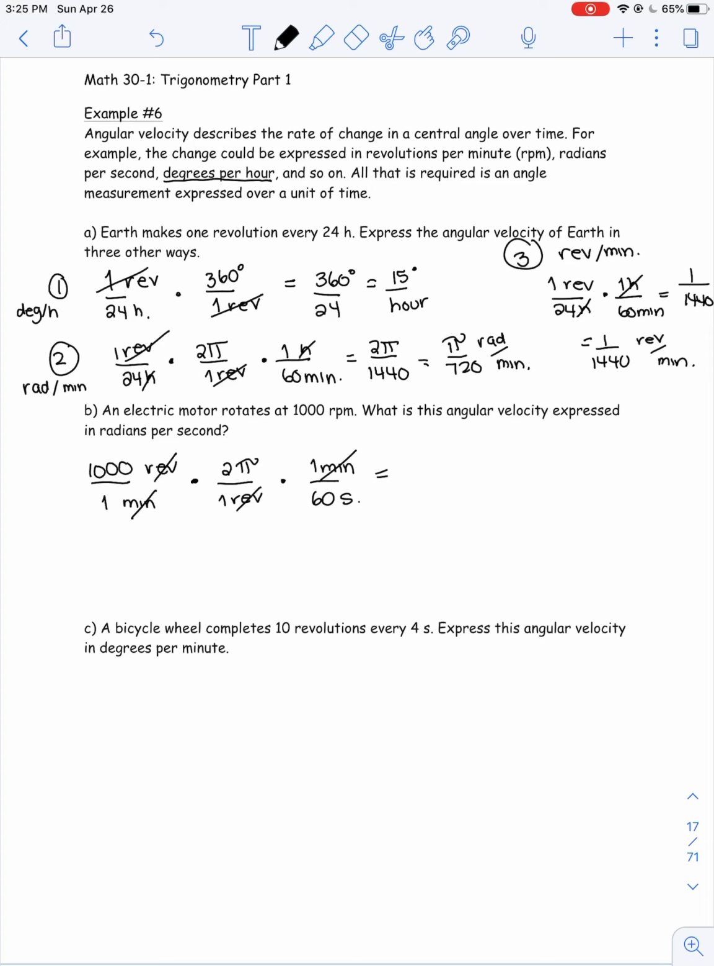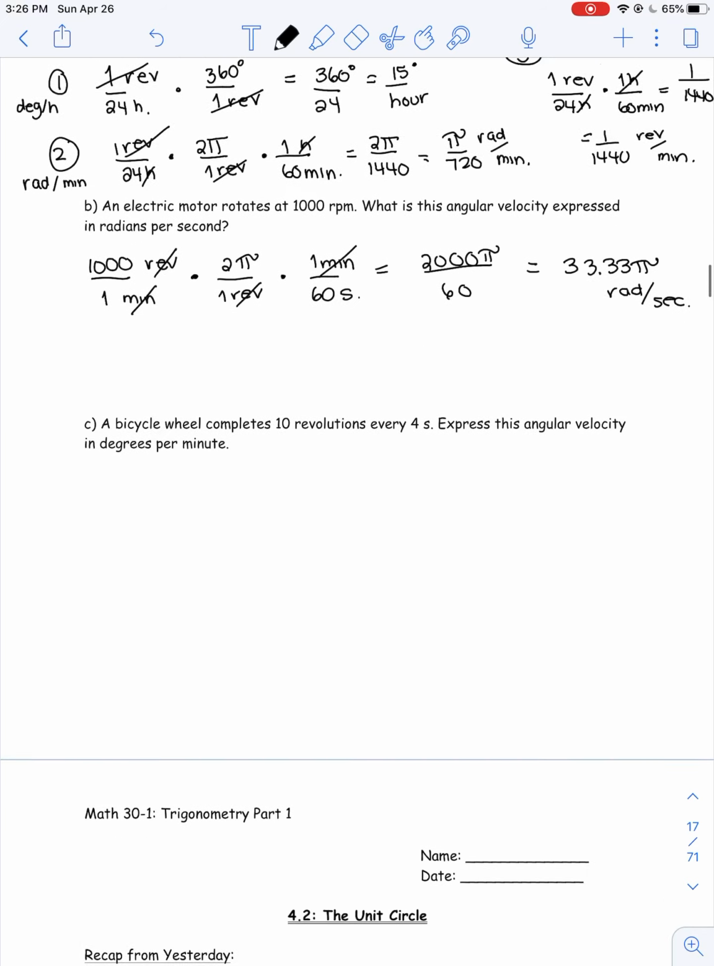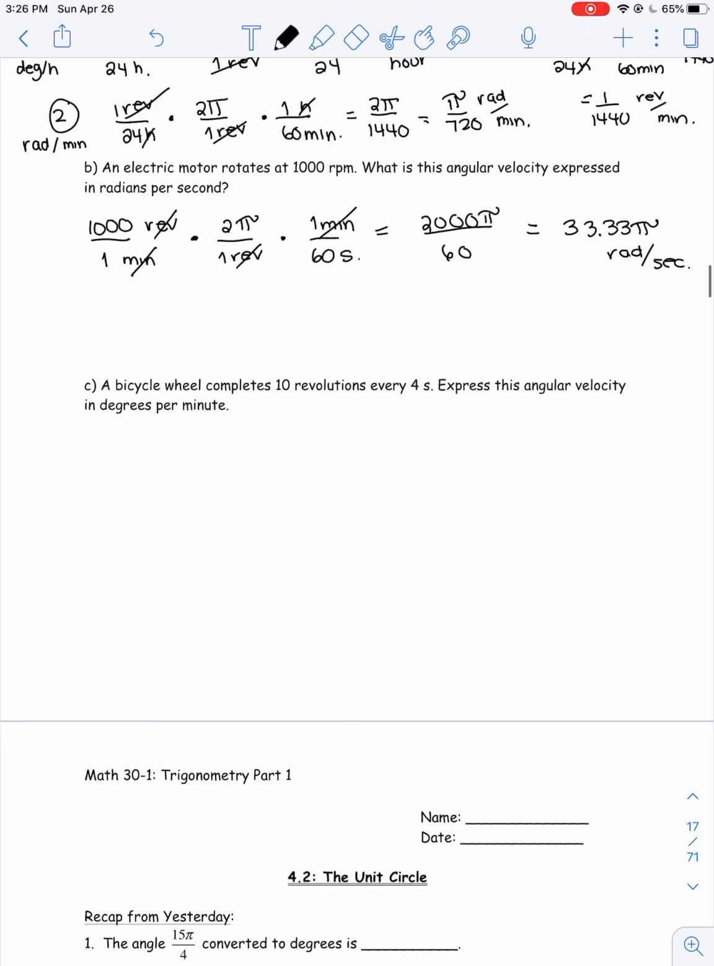As you can see, the minutes will cross each other off, the revs will cross each other off, leaving us with 2,000 pi at the top, over 60. And so the only units left are radians per second. So 2,000, we're going to divide by 60 and get 33.33 pi radians per second. Okay, so that's how we get that.